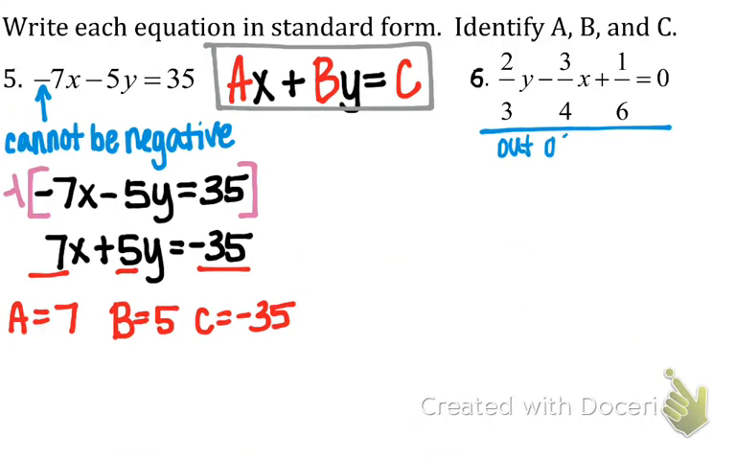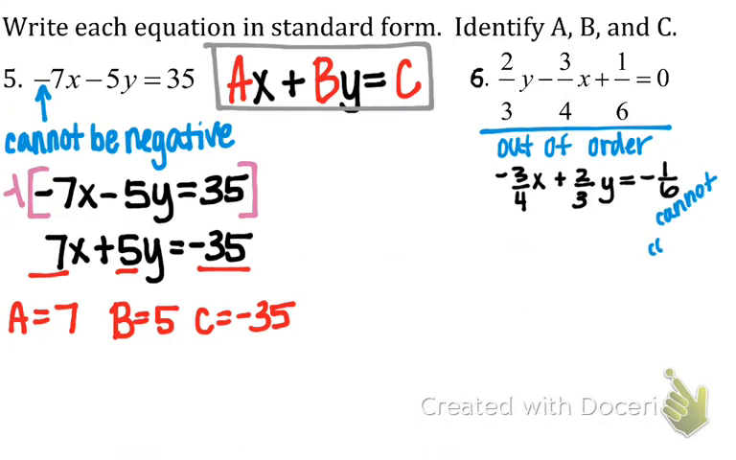How about number 6? Well, number 6, first of all, is out of order, so I'm going to rearrange a little bit. My coefficient attached to the x needs to come first, so that will be minus 3/4 x. Since the 2/3 y is positive, it'll stay as a plus 2/3 y. And the 1/6 is the constant, so it needs to be moved to the right-hand side. So I'm going to subtract 1/6, and that's why the 1/6 is negative on the right. So, are we done? Well, not quite, because in standard form we cannot have fractions.